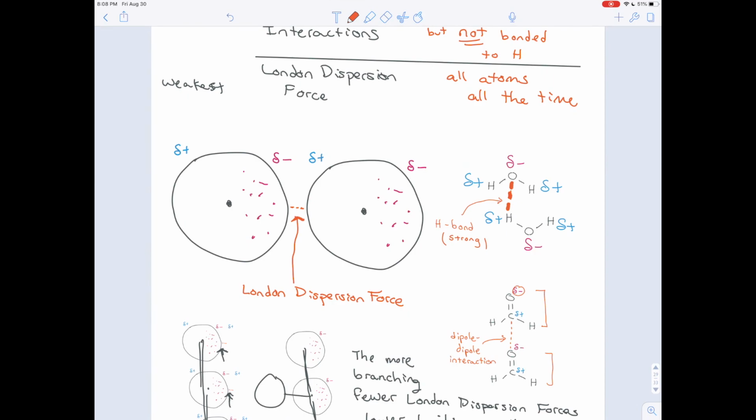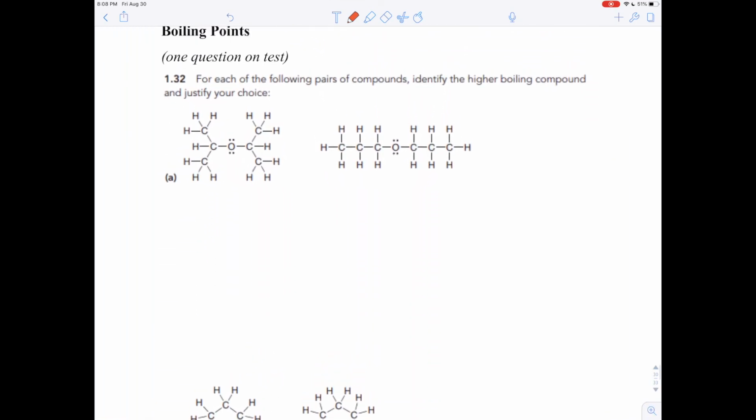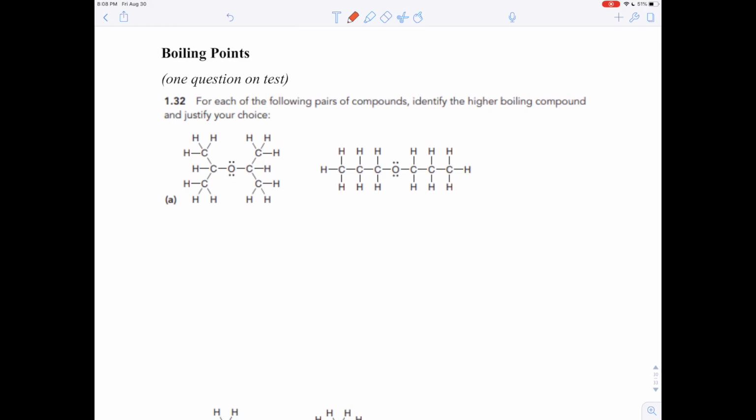So we've talked about a lot of theoretical stuff for a while now. Let's apply this to a problem and see how it works. In 132, they're asking you to identify the higher boiling point compound. What they're thinking here is that you have a molecule like each of these, and if you had a population of them, which one would stick together better?